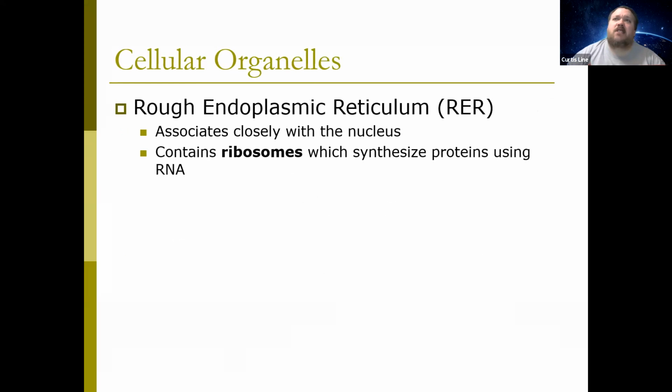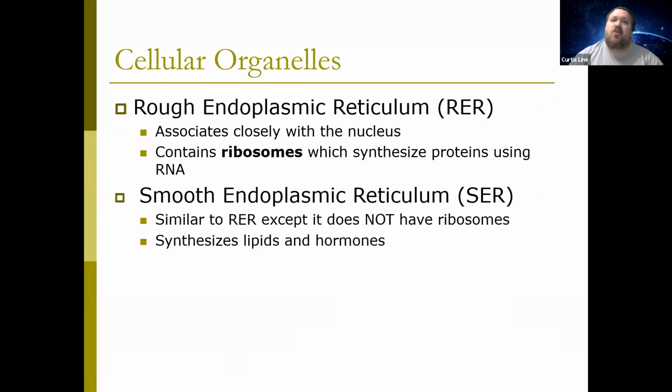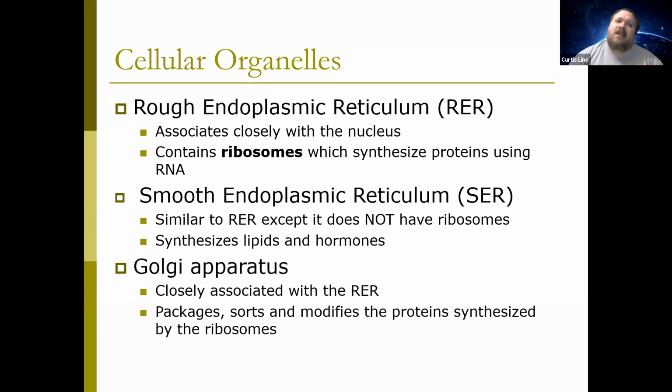So the rough endoplasmic reticulum, or the rough ER, is where the ribosomes are found, and that's where proteins are synthesized. The smooth ER is smooth because it doesn't have ribosomes, and it synthesizes other non-protein items. The Golgi apparatus, I always like to call the Golgi the warehouse. It packages, sorts, and modifies proteins that are synthesized by the rough ER. So the rough ER has the ribosomes. The ribosomes are like the workers that make the protein, and then they send the proteins to the Golgi. The Golgi figures out what to do with them next.